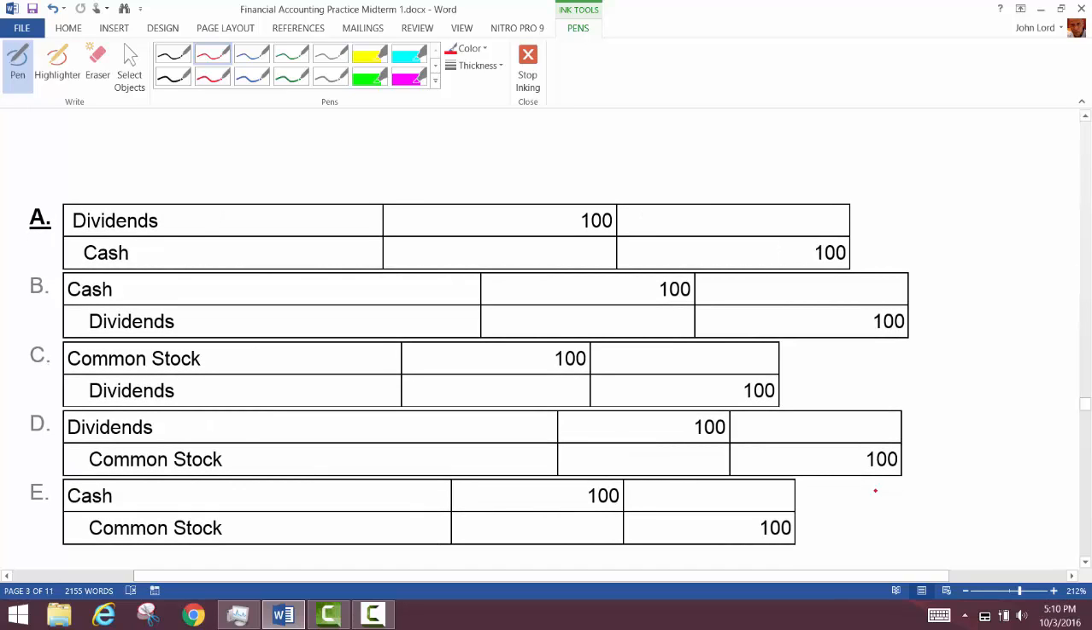What do we do at the end of the year for this one to close the dividend account? We want to close that dividend account. We're stuck with $100 in the dividend account. We want it to be zero at the end of the year, don't we?